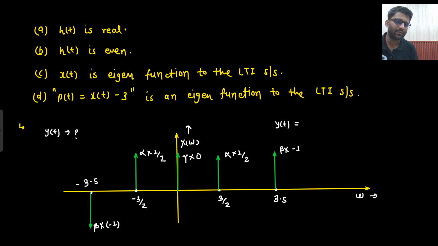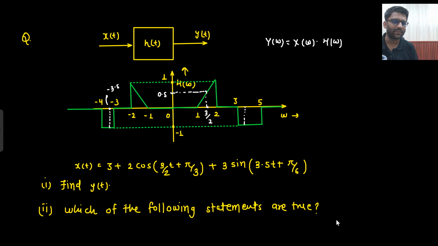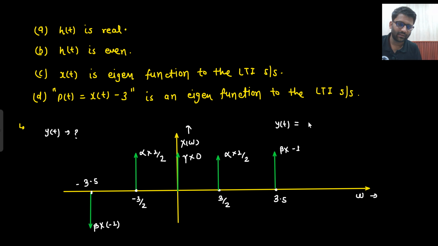So what will y(t) have? In the x(t), DC will be multiplied with 0. That means DC component is gone. Cosinusoid is being multiplied with 0.5. So here the amplitude was 2, now the amplitude will become 2 into 0.5, 1. So cos, which was there at 3 by 2. And whatever the phase is there, I don't care. The phase remains the same.